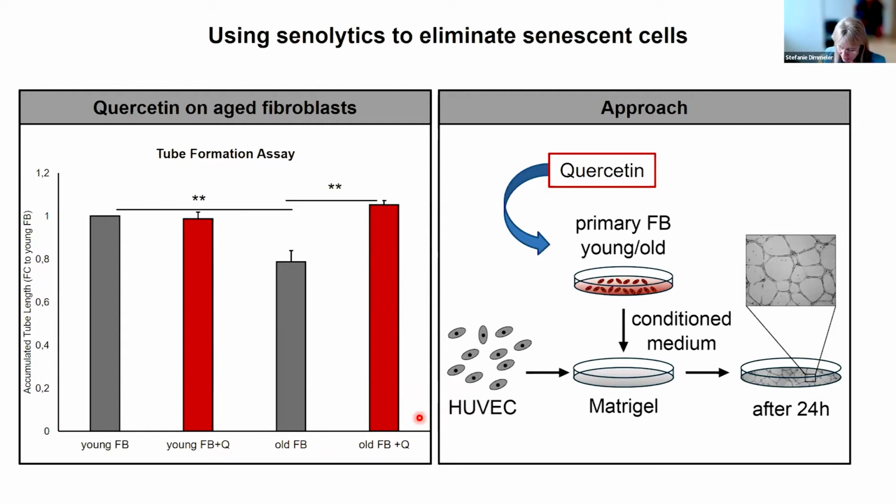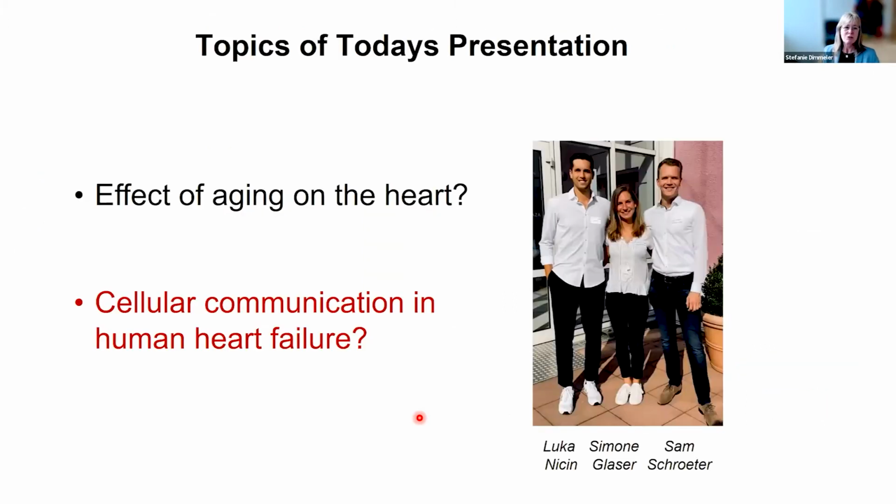As said, we are now doing in vivo studies to further confirm these findings, but these in vitro studies bring first hints that senescence may play a role, senescence of fibroblasts may play a role in vascular dysfunction in the aging heart. With this, I would like to conclude the first part of the study and come to the second part.